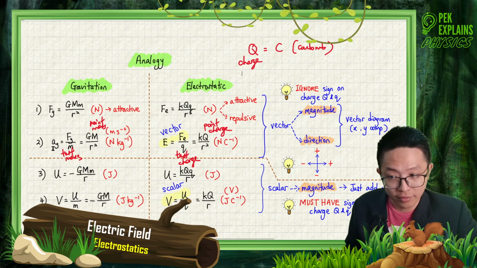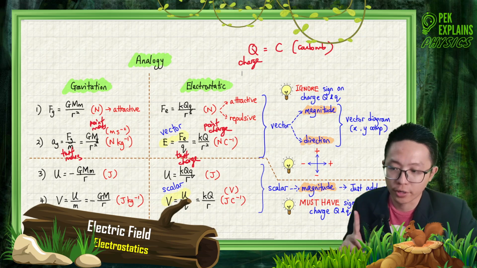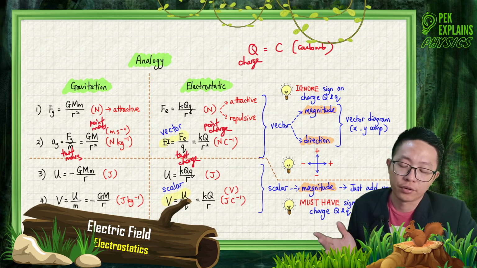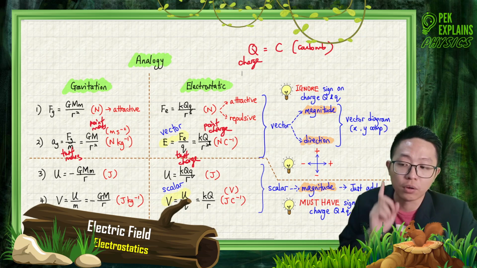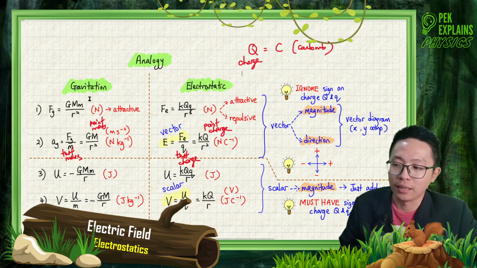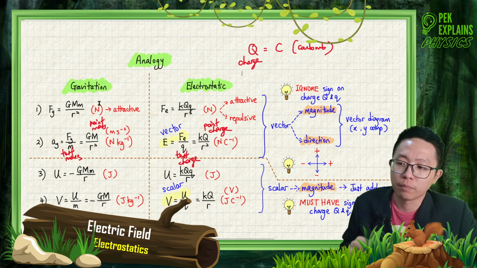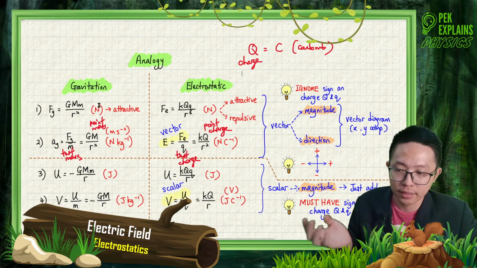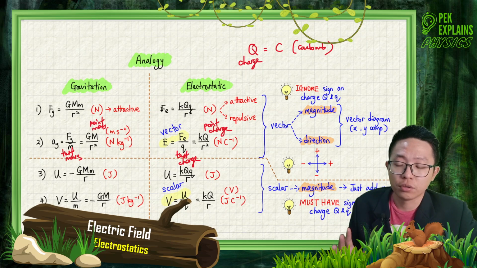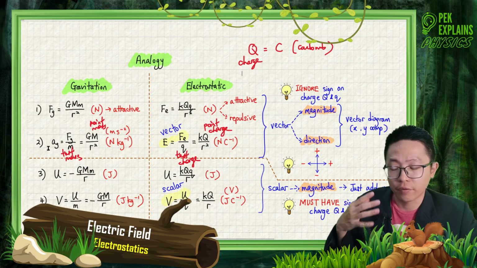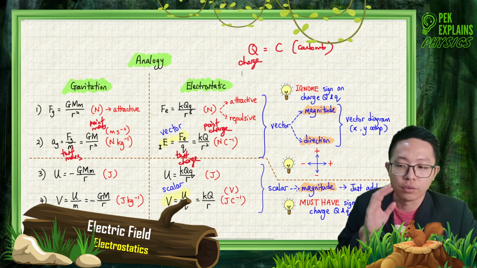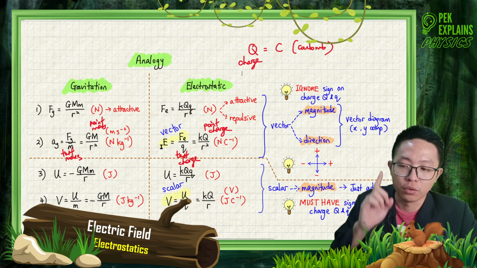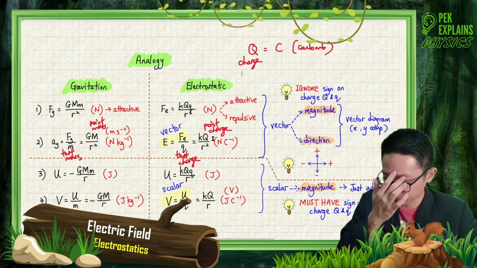So gravitational field strength only depends on the point mass. Same as electric field strength, it only depends on one charge. Last time gravitational force depended on both masses, and electric force also depends on both charges. But gravitational field strength depends on only one mass, which is the point mass. So electric field strength also depends only on one charge, which is the point charge.